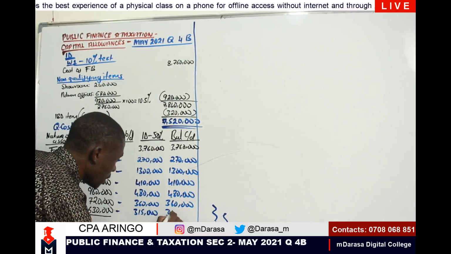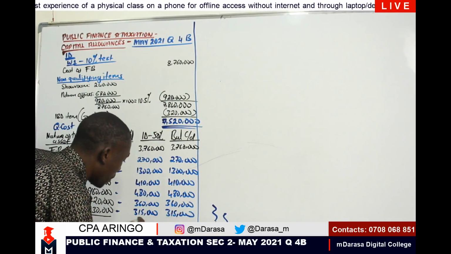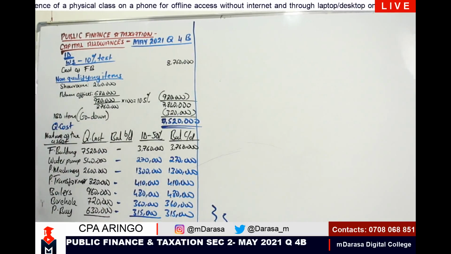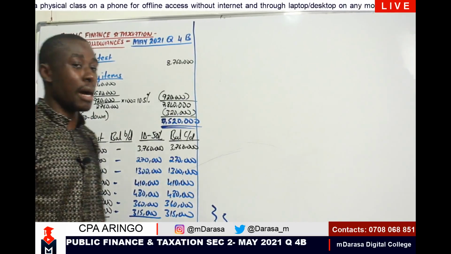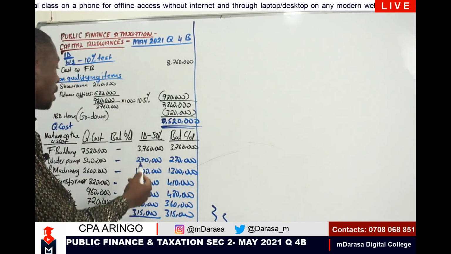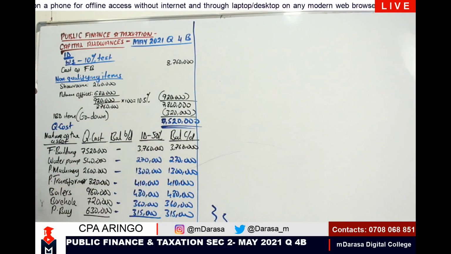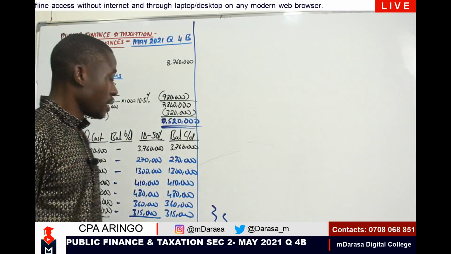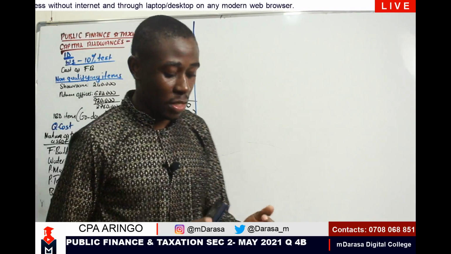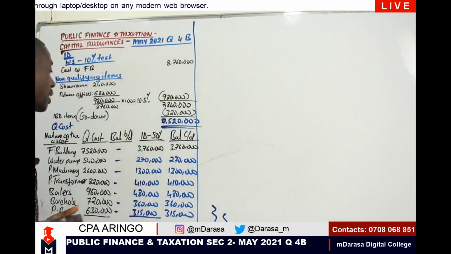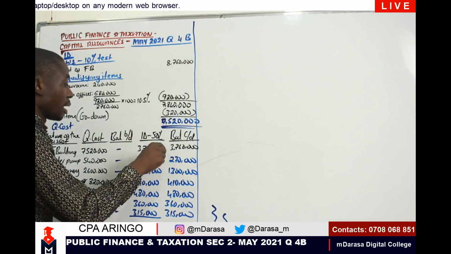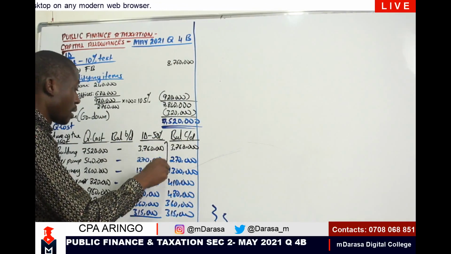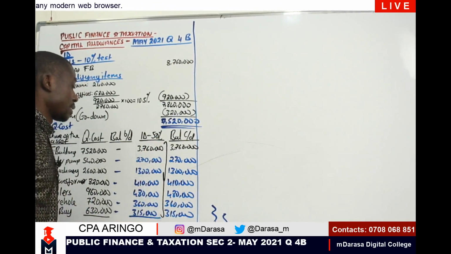Probably a person will wonder, why is Mwalimu dividing this by 2? I am dividing by 2 simply by virtue of the fact that we're talking about 50%. So we are dividing all this by 2, right? So that at the end of the day, my good students, what will you be having? We sum up all this to determine our total ID.